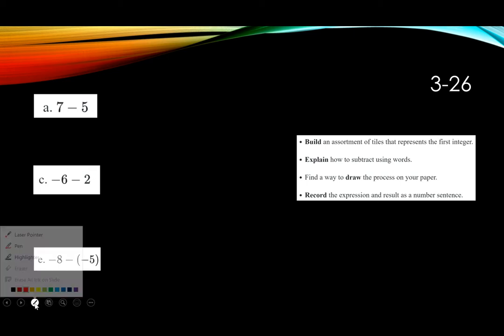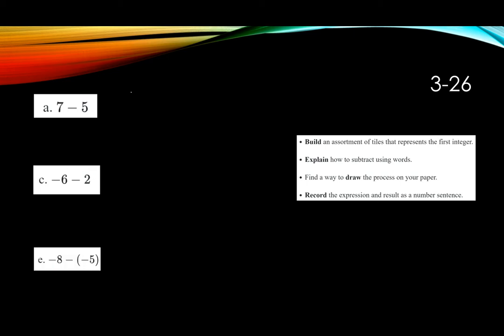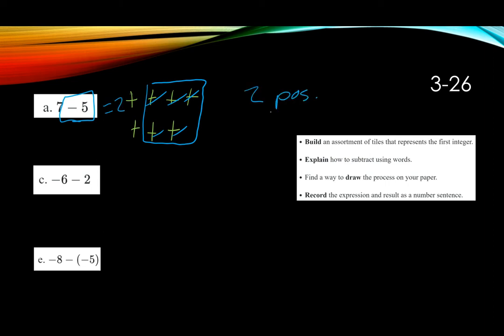I'm going to start with 7 positive tiles. So I'm going to grab my green here, and I'm going to do 1, 2, 3, 4, 5, 6, 7. And then I'm going to take away positive 5. So I'm going to take away these 5. Just get rid of them. Right? That is my negative 5 portion. And that's going to leave me with 2 positive tiles. So this equals 2. 2 positive tiles left.